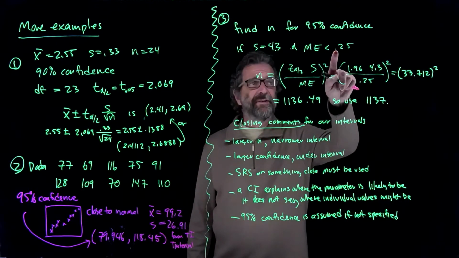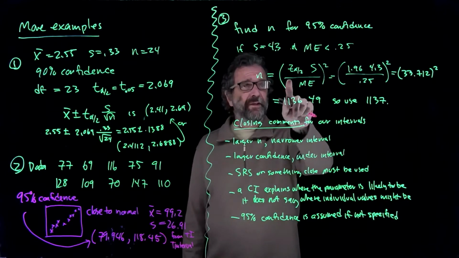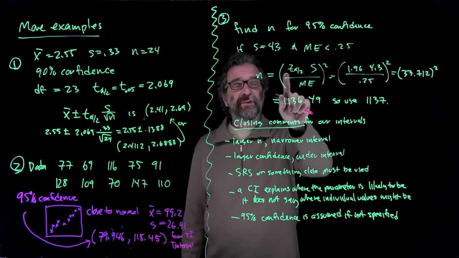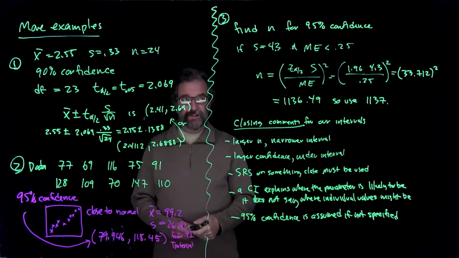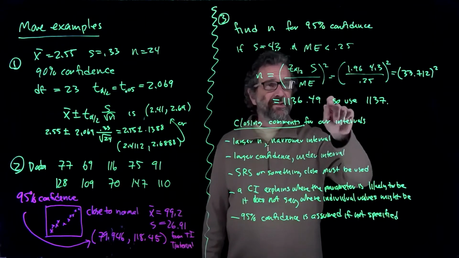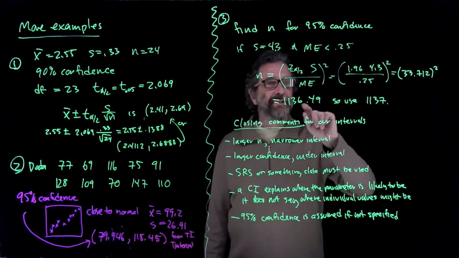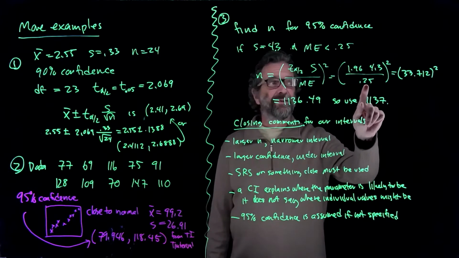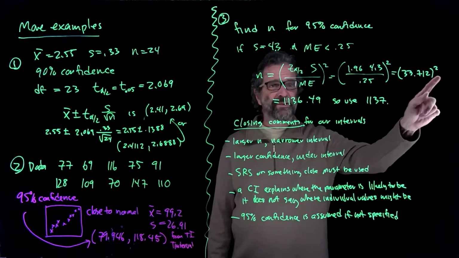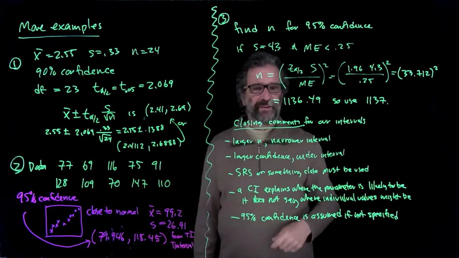Here it says find n for 95% confidence if s is 4.3 and the margin of error you want is less than or equal to 0.25. Here's the formula we were given. We're using z now because we're trying to find the sample size, and the t values depend on the sample size, so we can't very well put a t there. So we do the best job we can using z. So 1.96 is z for 95%. S is 4.3, margin of error is 0.25. We take that value and we get 33.712. We square it, get 1136.5, and so you always take that up to the next whole number, 1137.